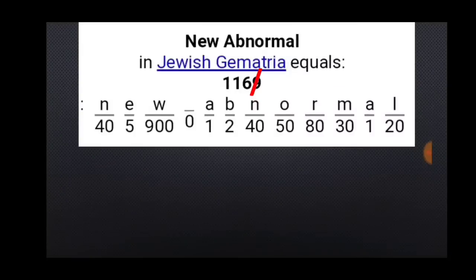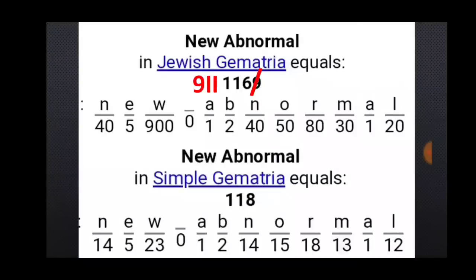I mean, basically, it's like adding one more digit, but then taking it away. So you go back to the actual number. So in this situation, 1169 is really 116, which is upside down and backwards 911. Then we have it in simple gematria, which is of course right direct to the point, 118.